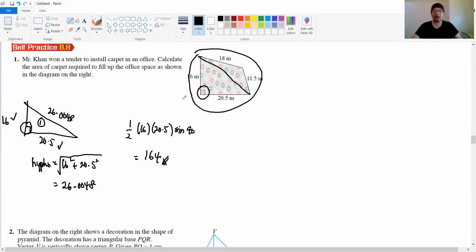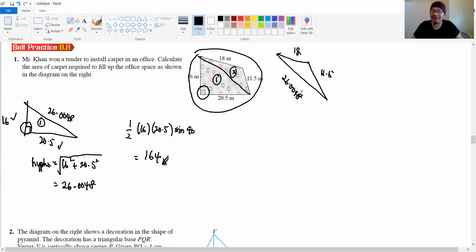Now, next will be the second triangle here. This is your second triangle. We have 18 here, we have 11.5, and this length is actually our hypotenuse. So your hypotenuse is 26.0048. Okay, guys, this one doesn't have an angle at all.